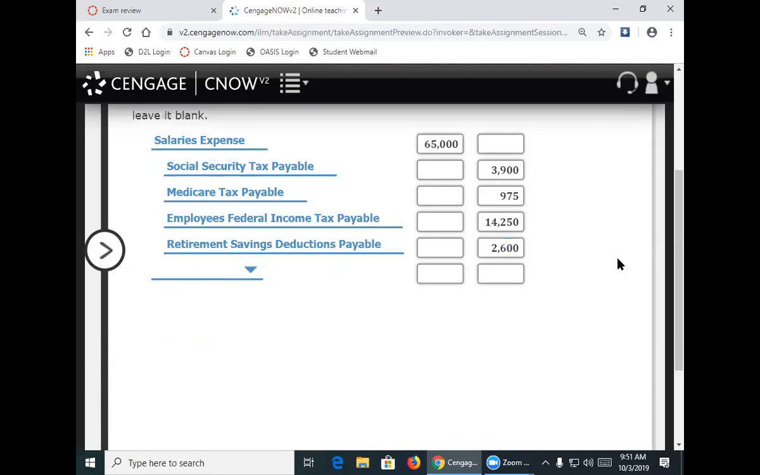And then what's the last thing I credit? Good, very good. You guys got this. Salaries payable gets credited for how much? $43,275. And how did you get that amount? You took all the payables and subtracted them from the $65,000. We took our gross pay, the $65,000, minus all the withholdings to get the net pay. The salaries payable is how much you're cutting the checks for. So that salaries payable is your net pay, or the take-home pay for the employees.